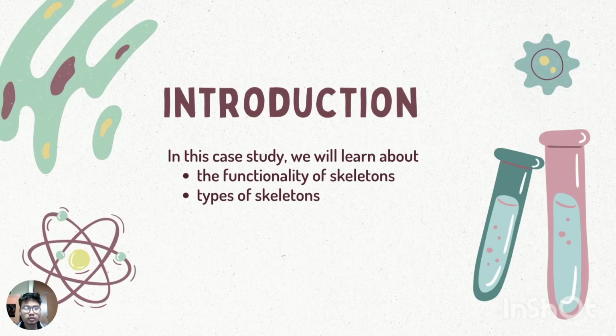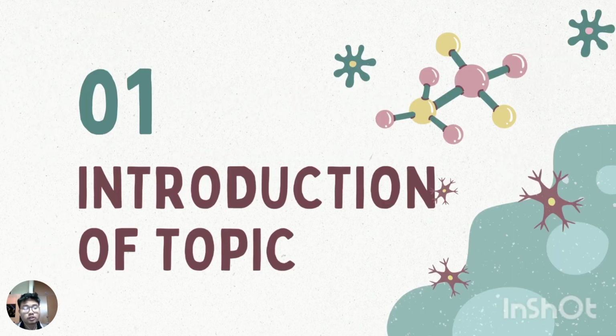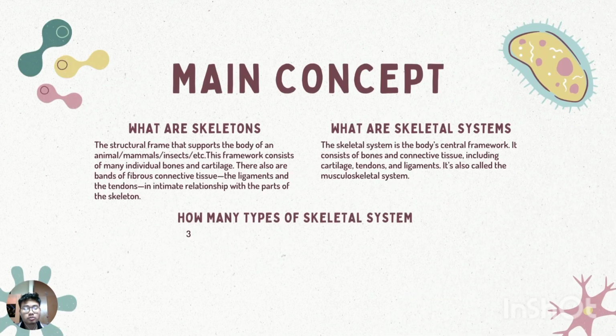In this case study, we will learn more about the functionality and the types of the skeleton. So let's move to the introduction of the topic. From the main concept, what are skeletons? Skeletons are the structural frame that supports the body of an animal, mammals, insects, and so on. This framework consists of many individual bones and cartilages, bound with fibrous connective tissues, which are ligaments and tendons, in an intimate relationship with the parts of the skeleton.